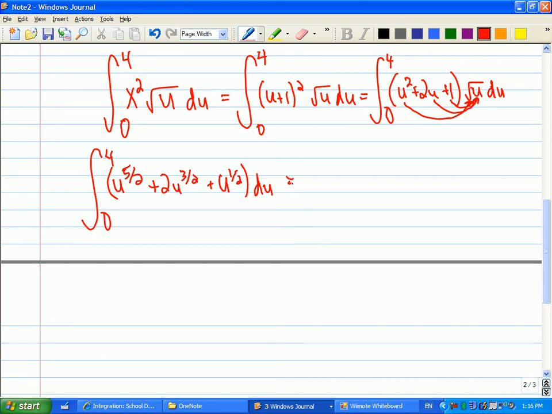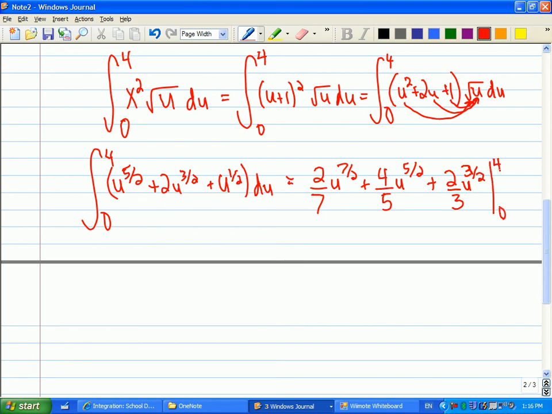So it's going to be 2 over 7 u to the 7 halves plus 4 over 3 u, sorry, should be 4 over 5 u to the 5 halves plus 2/3 u to the 3 halves. And I'm going from 0 to 4.